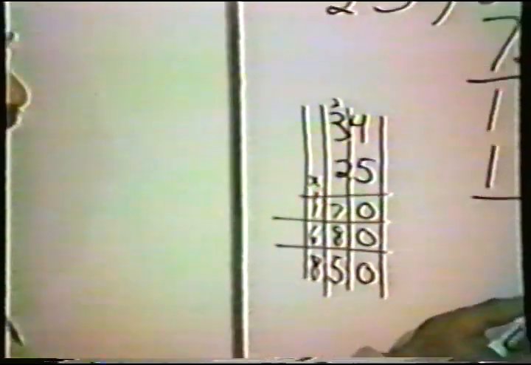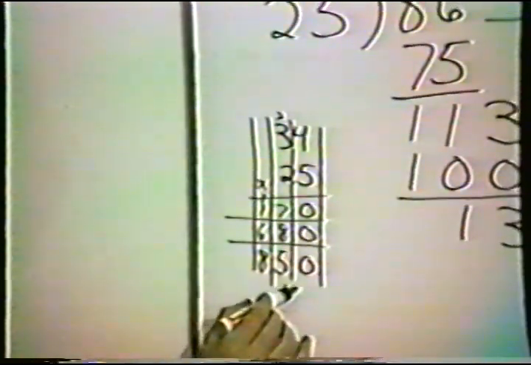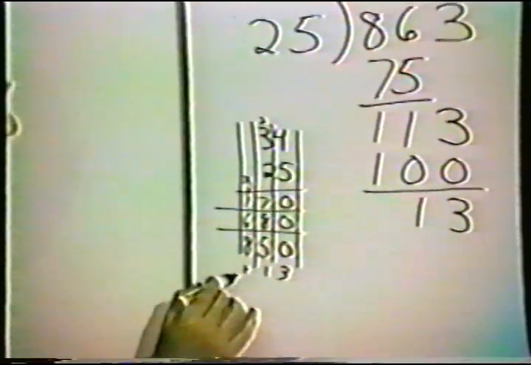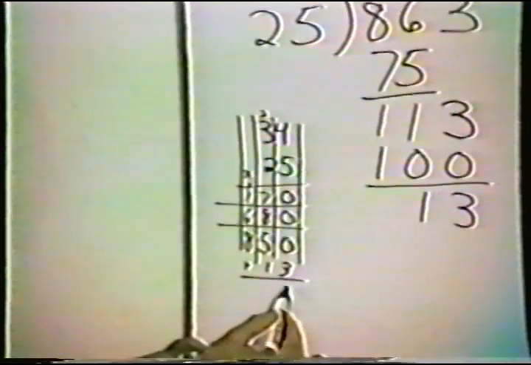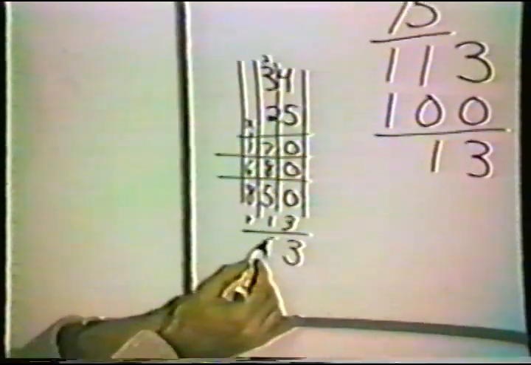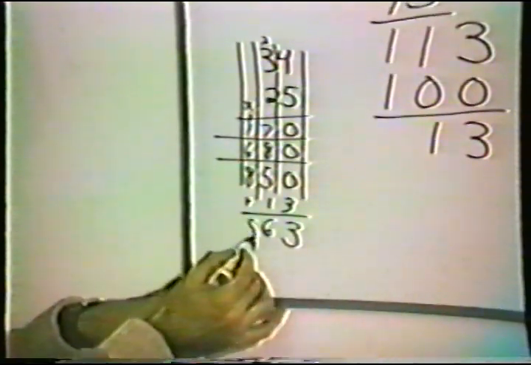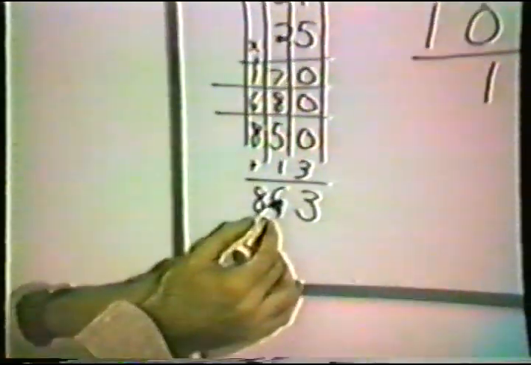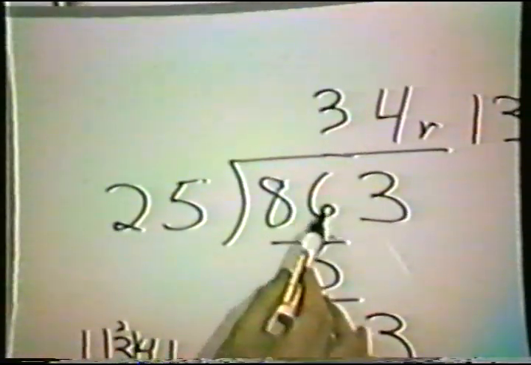850, plus the 13 remainder. Let's just add that in. 0 plus 3 is? 3. 5 plus 1 is? 6. And the 8. 863.